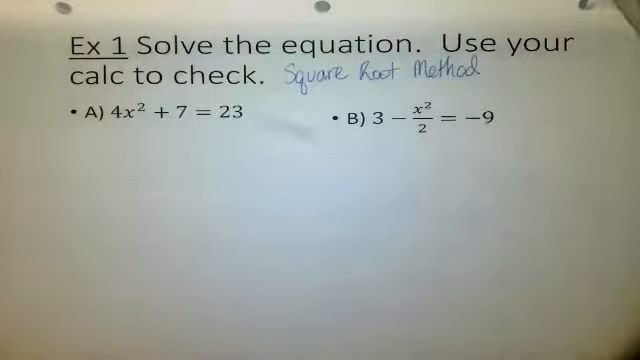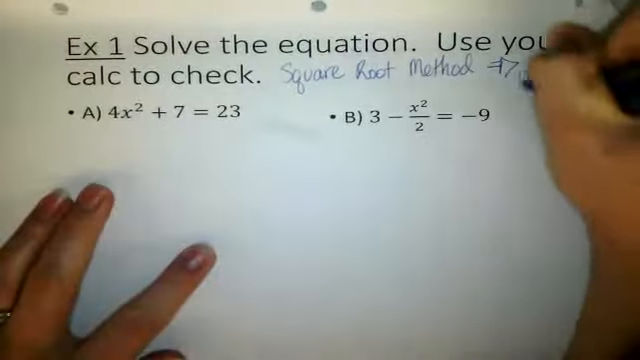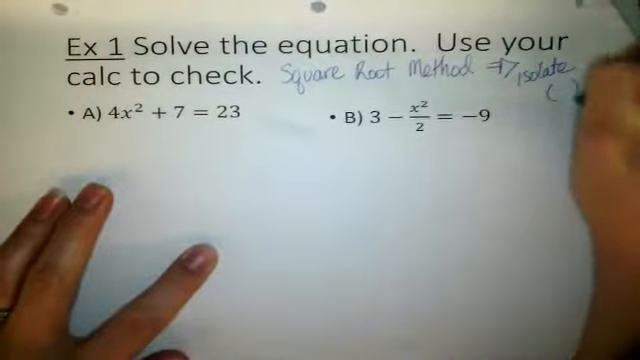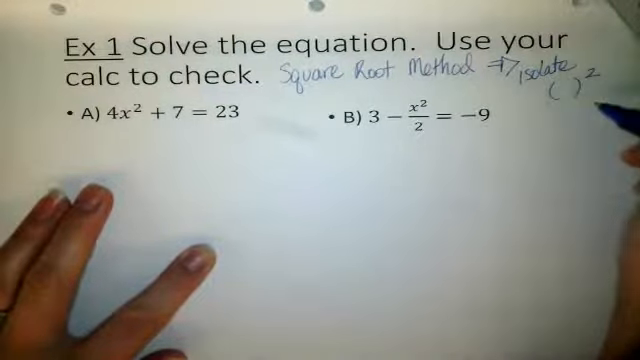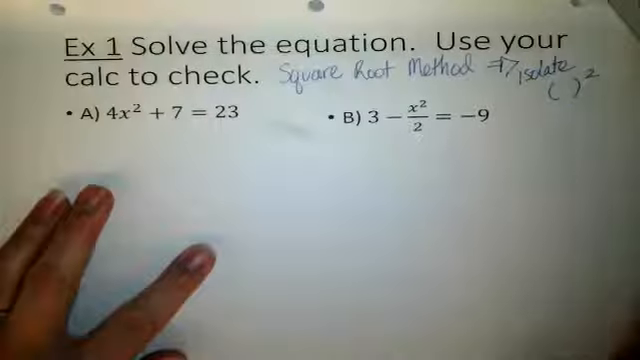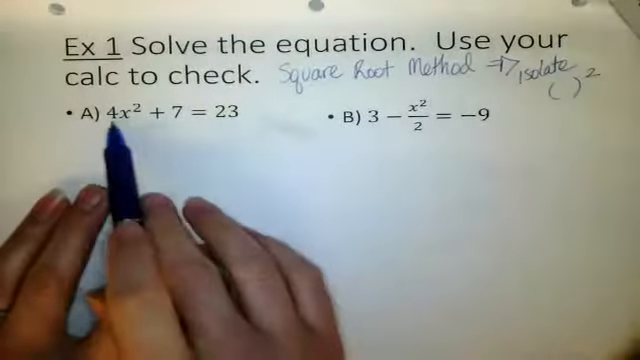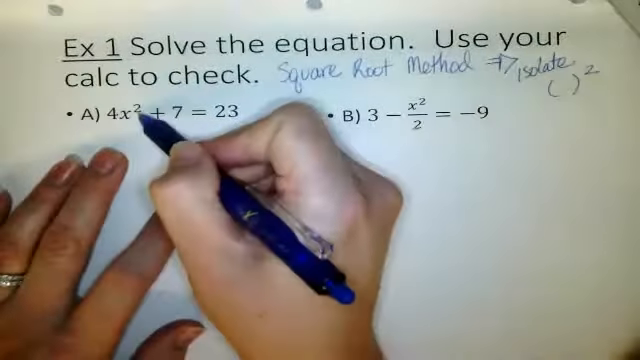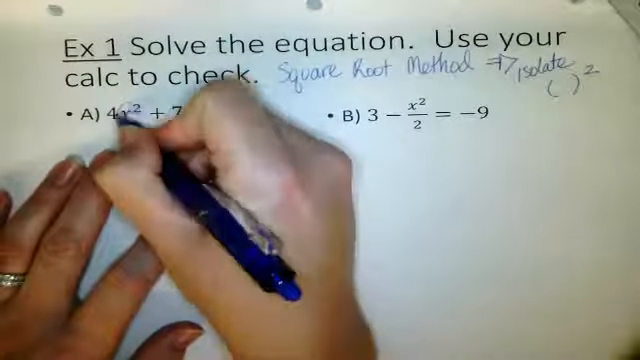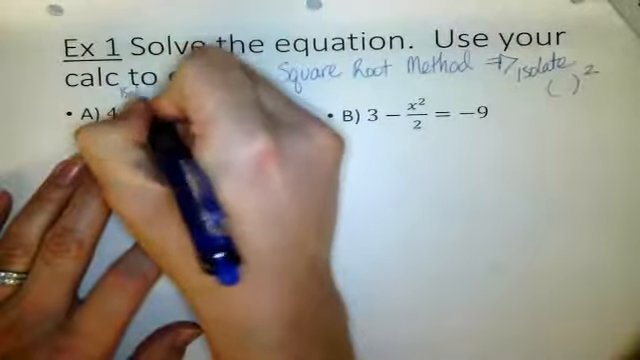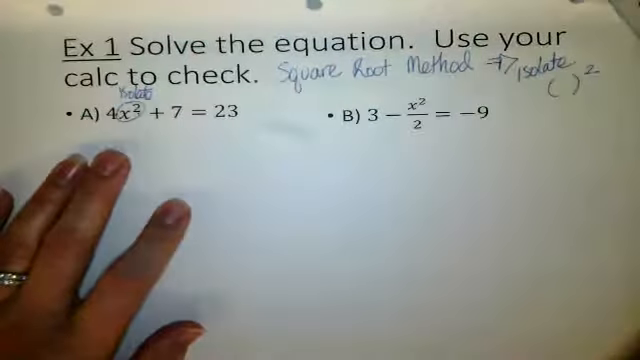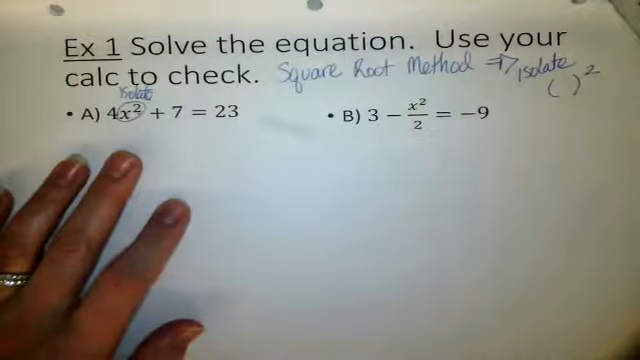Okay. All right. The square root method, when we're using the square root method, our goal is to isolate whatever is being squared. So in this first equation here, what's being squared? The x. So that's what we want to isolate. We're going to isolate whatever is being squared. And so our job is to get that all by itself.